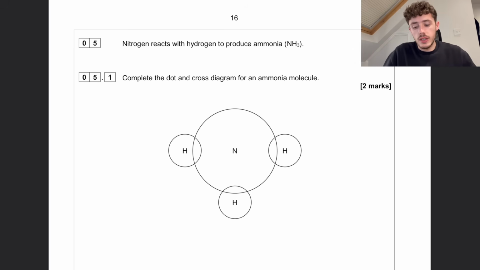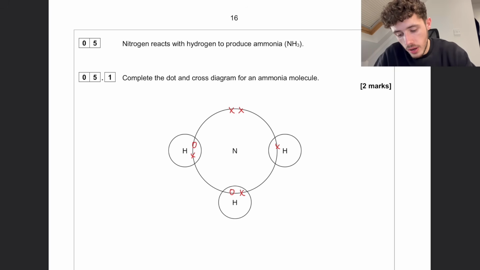So nitrogen is in group 5, so that has 5 outer shell electrons at the moment. So let's draw those on now. And hydrogen has 1 outer shell electron because it is in group 1. So we can do 3 circles or dots and crosses, which is why they are crosses and dots. And if you look at this now, because they're all sharing the electrons like a covalent bond does, the nitrogen has 8 outer shell electrons, so it's happy, and each of the hydrogens have 2, so everything has a full outer shell, and that is 2 marks.